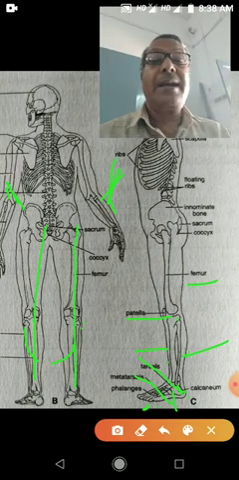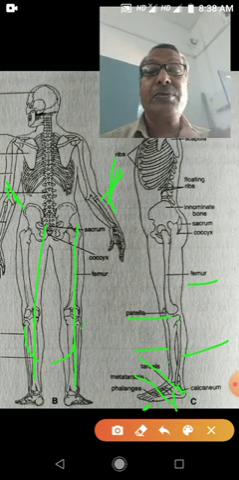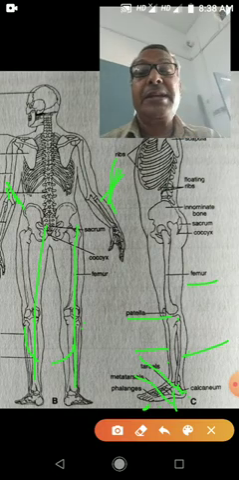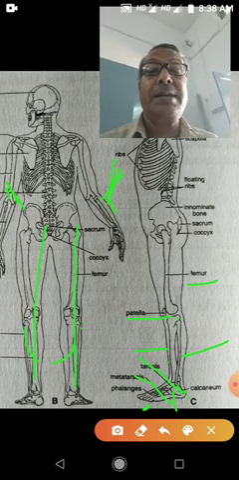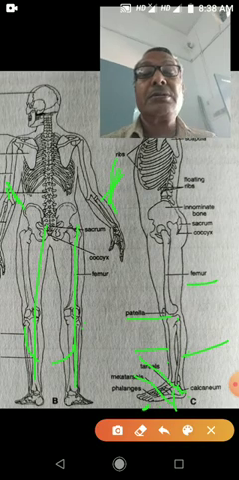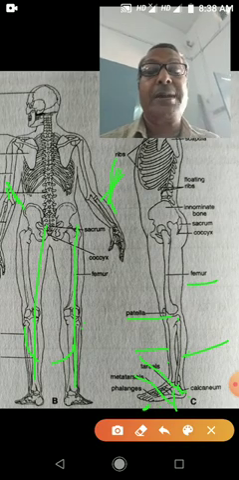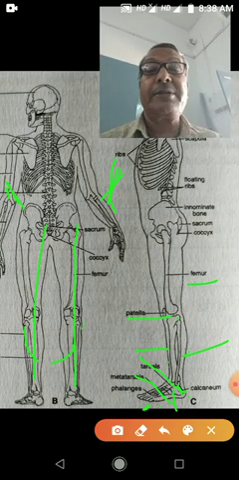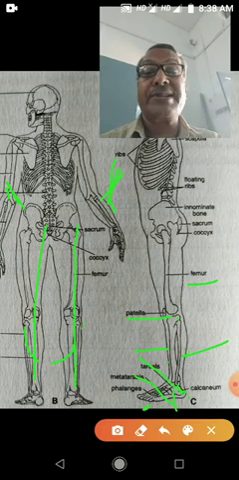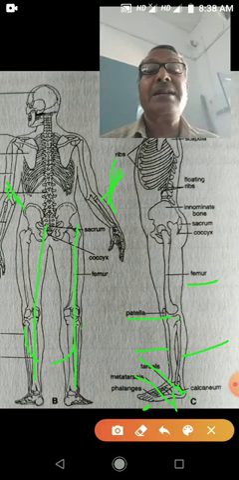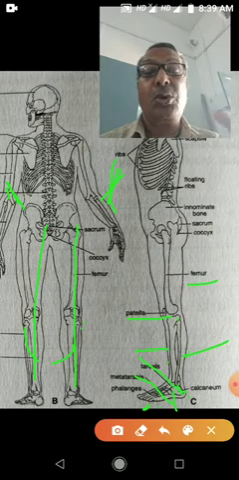So children, I have explained here the different bones which are found in the human body. These bones form the framework and shape of the body, provide protection to the internal organs, and help in locomotion.